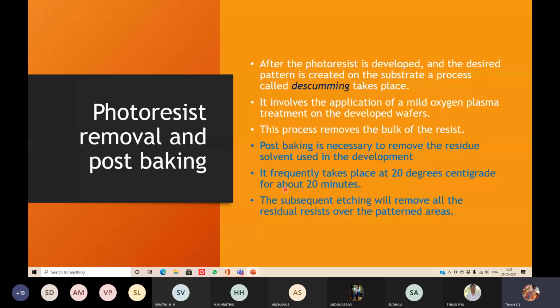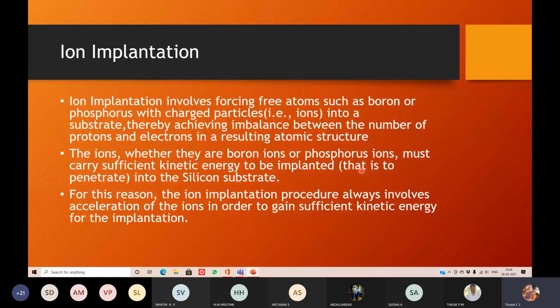If you want to remove the photoresist, the method used for removing is descumming. Descumming can be used to remove the excessive photoresist that has been applied. It involves a mild oxygen plasma treatment on the developed wafers, and that can be used for the bulk of the resist. Post baking is also used. Descumming is used after the photoresist is developed, and post baking is used if you have any residual solvent present.